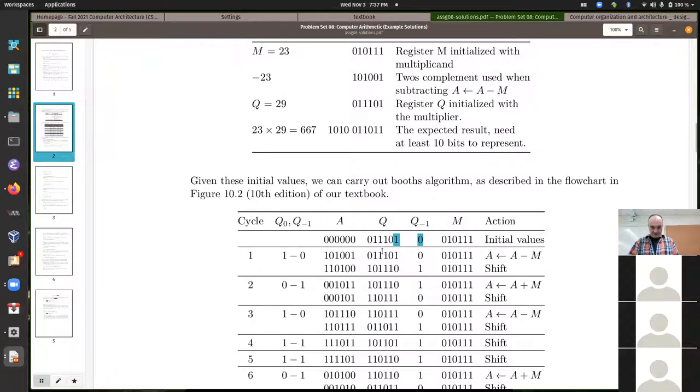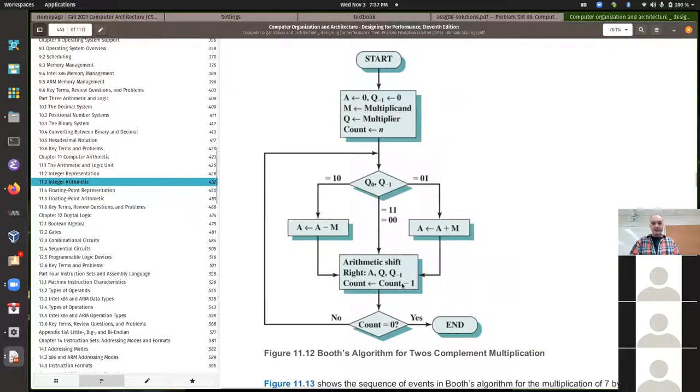In this case, hopefully I got all the shifting right. You see the one gets shifted over here and then the zero and so on. This one gets shifted over here into the Q register. And then a one gets shifted in since we had a one as the most significant bit. So that's the end of the first cycle, right? And we're going to do this cycle 6 times, because the count depends on the number of bits in our multiplier and multiplicand here, right?